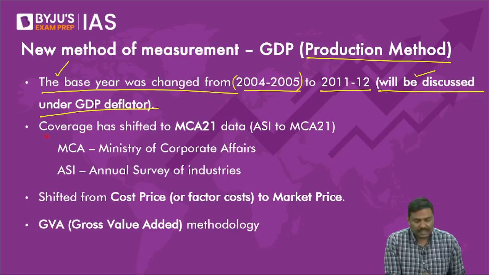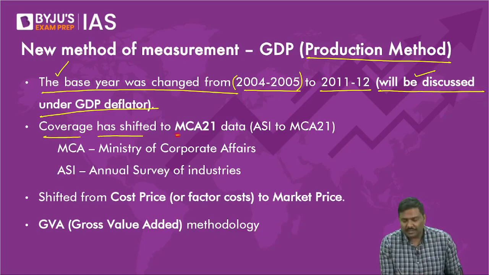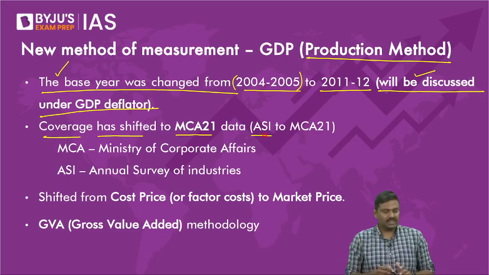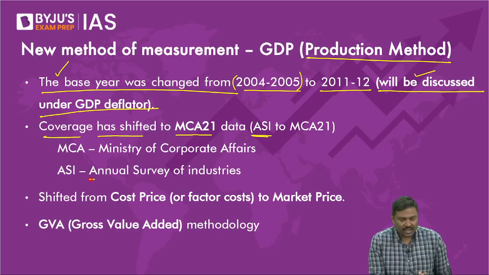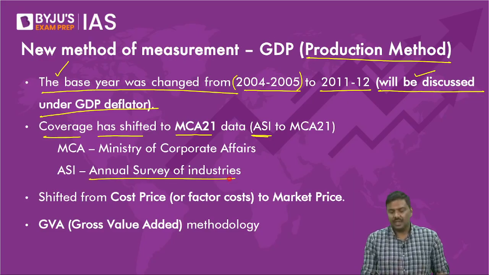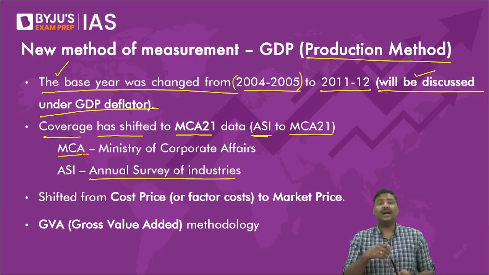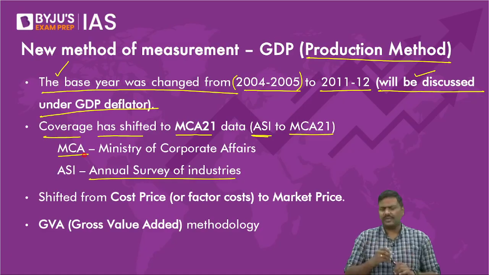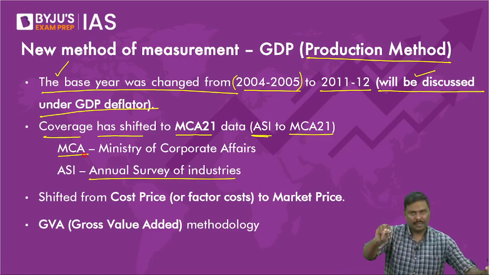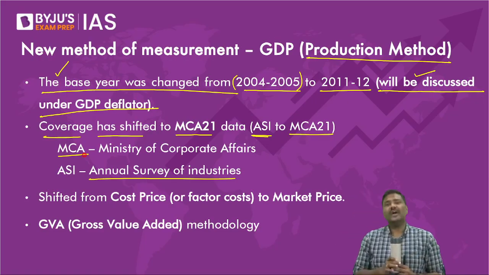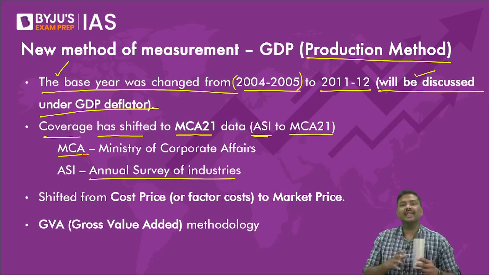Second point, coverage has been shifted to MCA 21. Earlier it was ASI. Now what is this ASI? Annual Survey of Industries. Now we are using the production data from Ministry of Corporate Affairs 21. What is this MCA 21? Follow the basics here. Imagine you want to find out all the final goods and services produced in India.